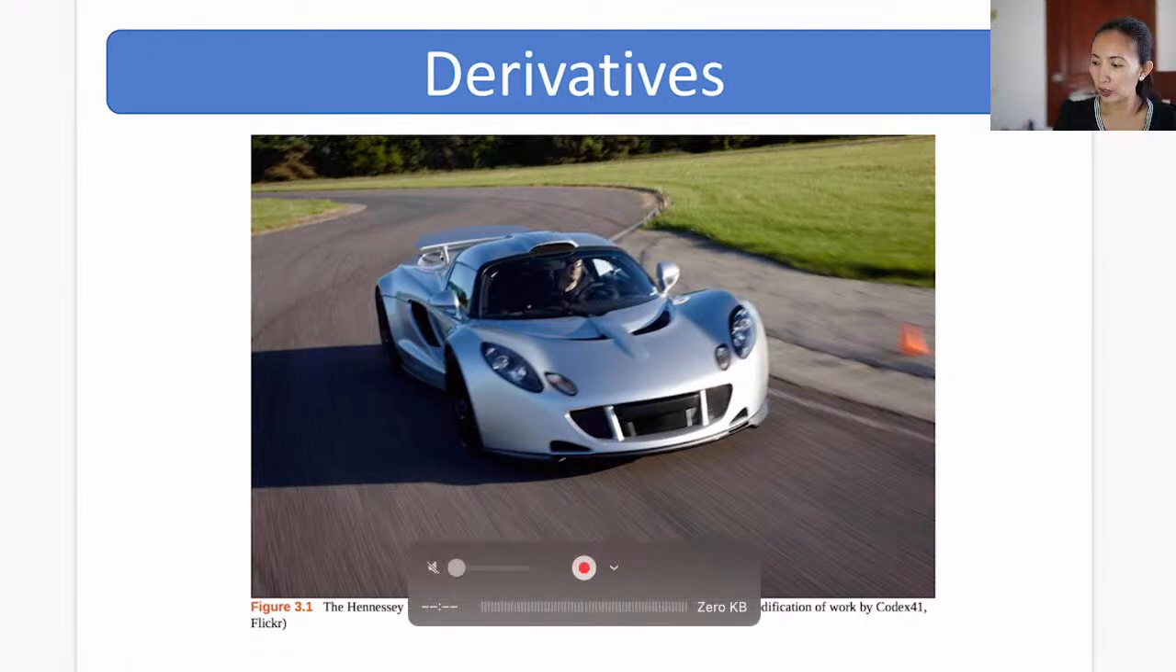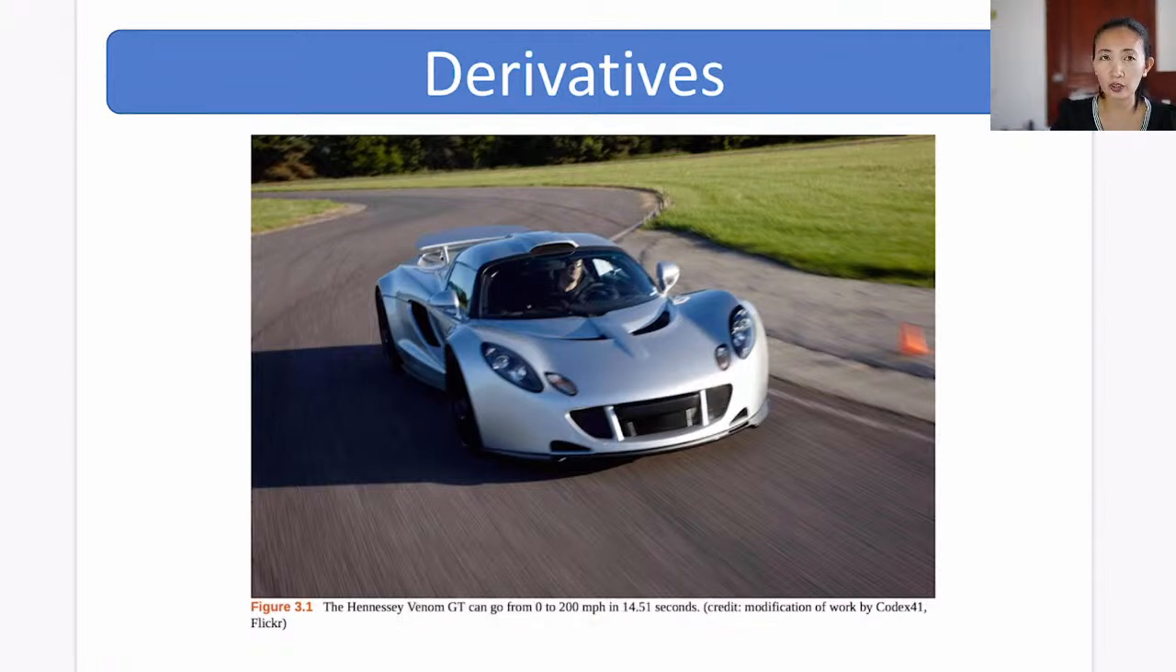Okay? So ito yung one of the fastest cars in the world. In 2014, it reached a record-setting speed of 270.49 mph. And it can go from 0 to 200 mph in 14.51 seconds. So in this chapter, we will be using derivatives to calculate acceleration and velocity, particularly ito, the acceleration of the Venom. Calculating velocity and changes in velocity are among the important uses of calculus.